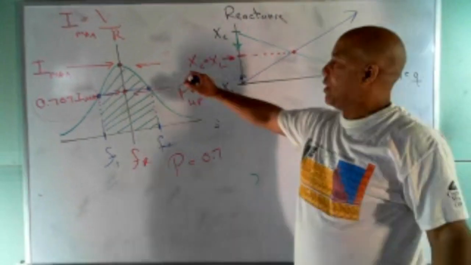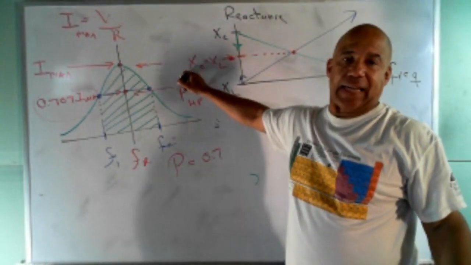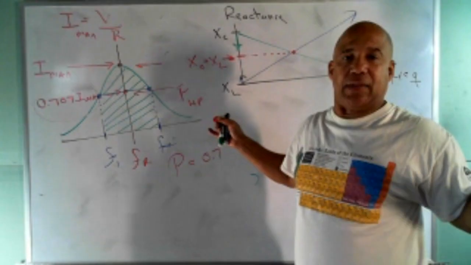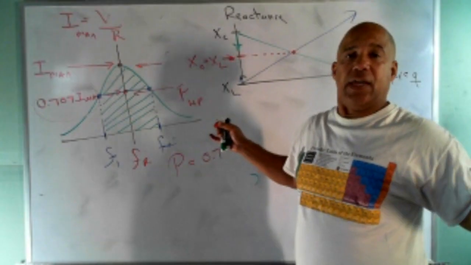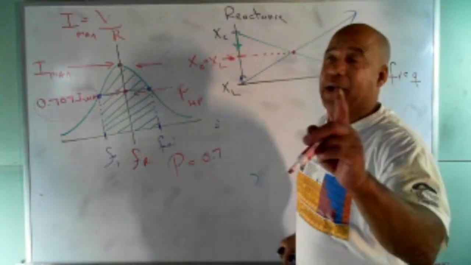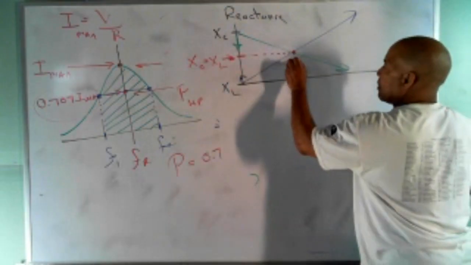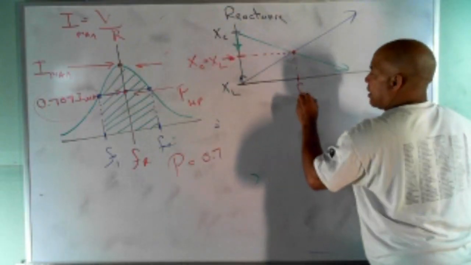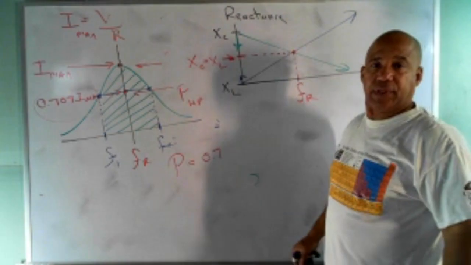But because one has a positive j operator and one has a negative, they're going to cancel out. And the only opposition you have in the circuit is resistance, and that's what causes the current to peak to give you I max. The frequency at which that happens is called the resonant frequency.